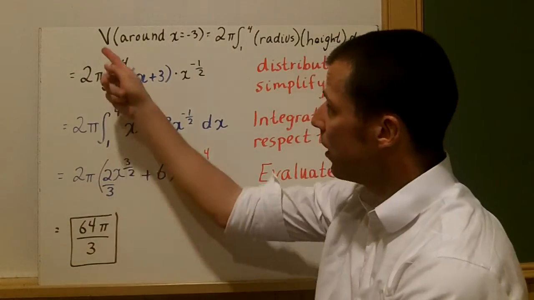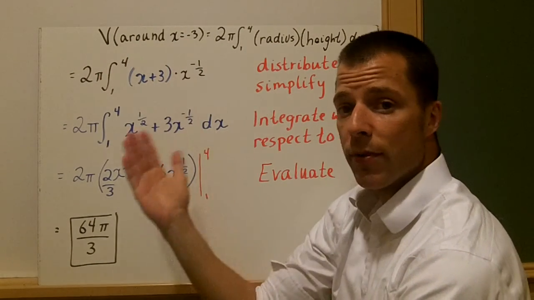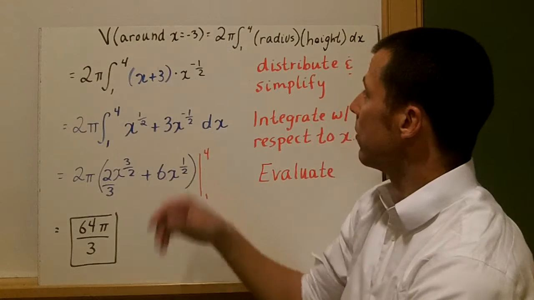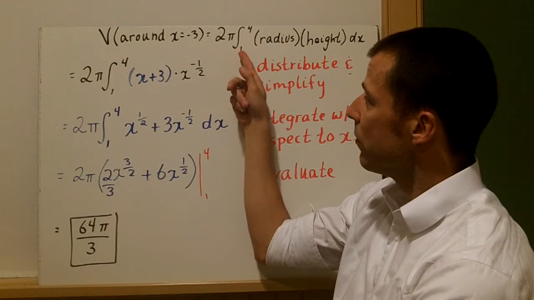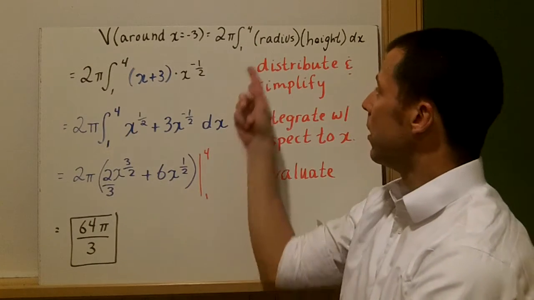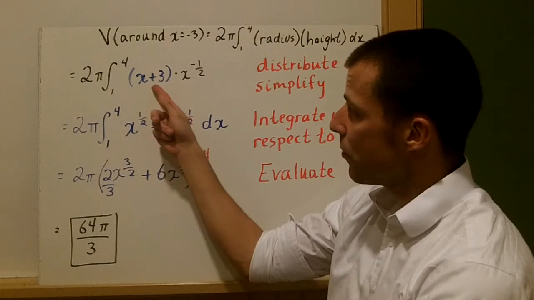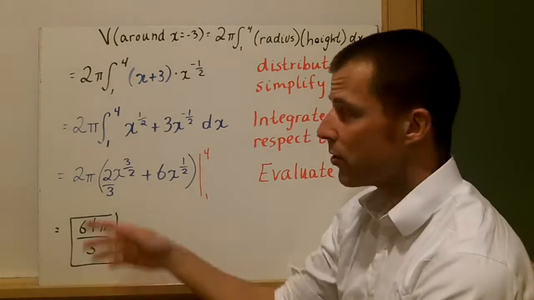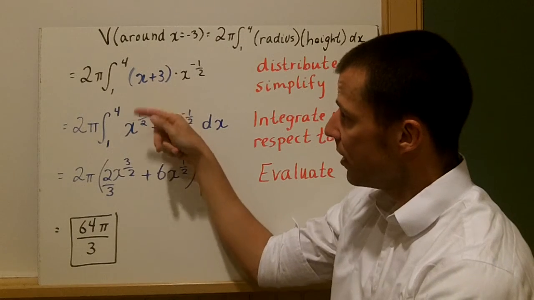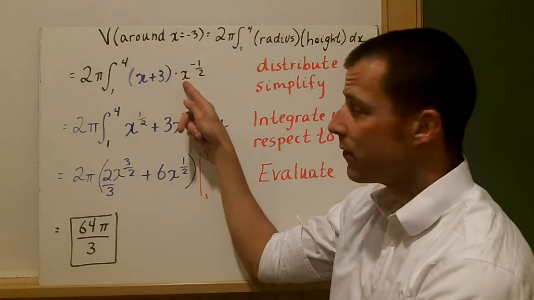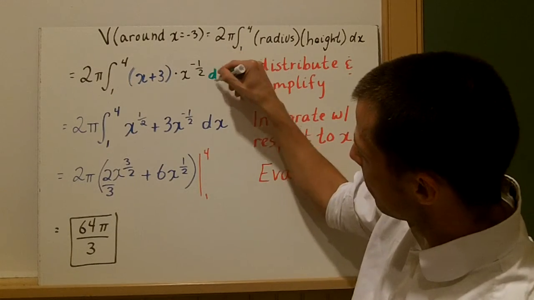Okay, so the volume: we're going around x equals negative 3, so it's going to be vertically around that line. Thinking about this mathematically, 2 pi times the integral from 1 to 4 of the radius times the height dx. The radius is going to be x plus 3, you know, x minus negative 3 changes to plus, times our f of x function, and we should throw a dx here to be consistent.